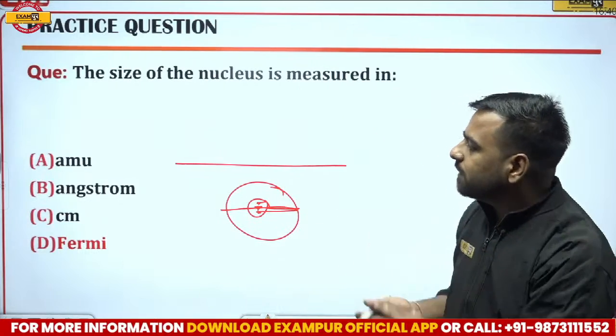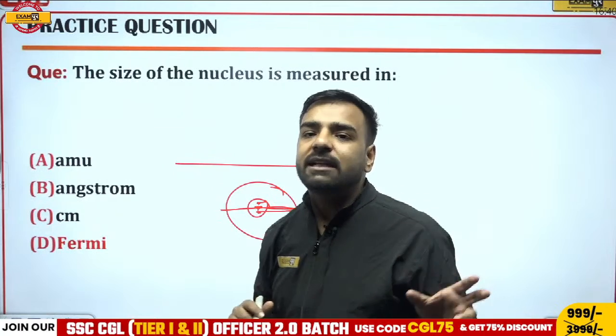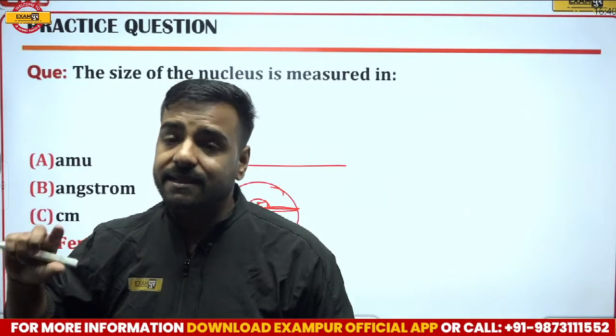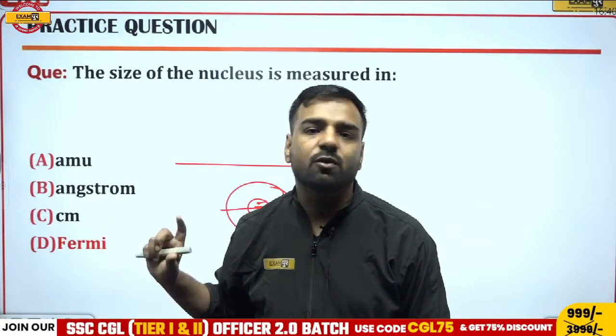Okay. So what I was saying, when we are talking about these units, obviously we can even talk about centimeters. But for better clarity, we'll go with the Fermi. And yes, it's not that we cannot go with centimeter and angstrom. We can, but for clarity, we need to go with Fermi.